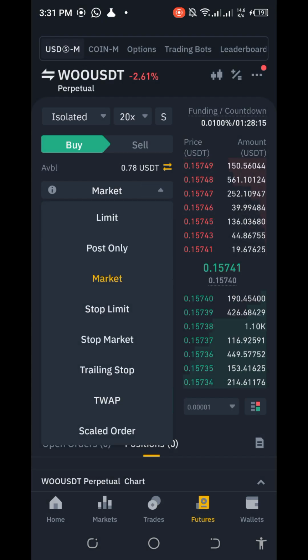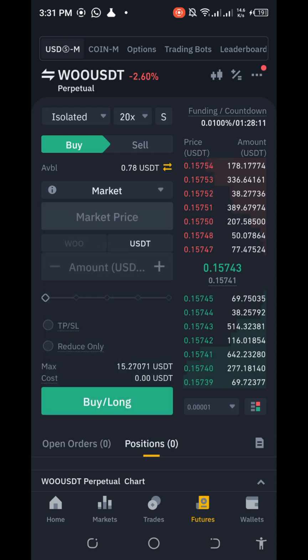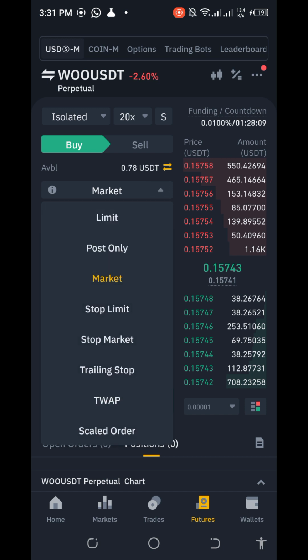order? We have limit, post only, and market order. The major ones we use here are the limit order and market order. These are the major ones we use, and these are the two terms I'm going to explain now, either limit order or market order.